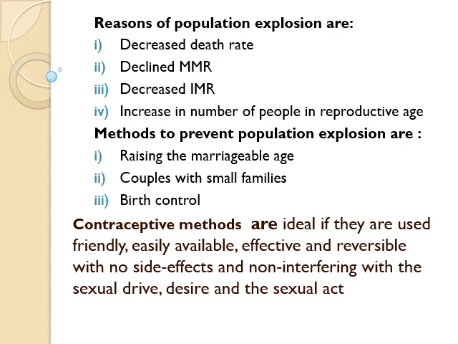Next is contraceptive methods. Already you know the meaning of contraception. That means nothing but birth control. Contraceptive methods are used to prevent unwanted pregnancy and modify the menstrual cycle. An ideal contraceptive should be user-friendly, easily available, effective, reversible, with no side effects, and in no way interfere with sexual desire and sexual act.